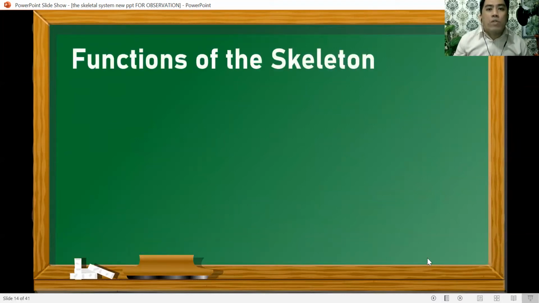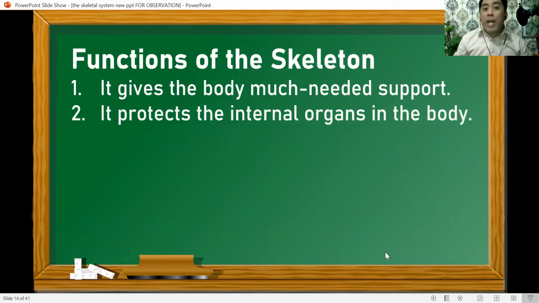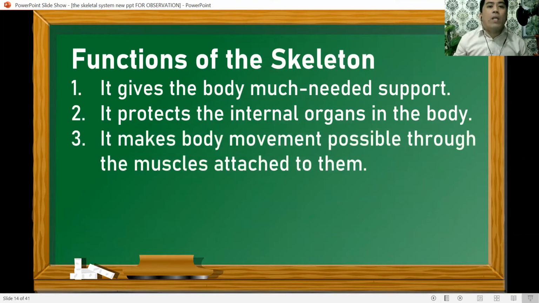Okay, so functions of the skeleton. Number 1, it gives the body much needed support. So nasabi ko na yan kanina. Number 2, it protects the internal organs in the body. Number 3, it makes body movement possible through the muscles attached to them. So tumutulong din siya, although si muscular system talaga yung para sa movement natin, pero without the help of the skeletal system, dahil walang makakapitan si muscles, hindi rin tayo makakagalaw.